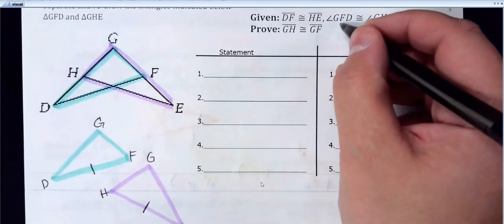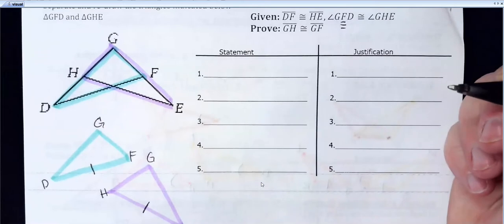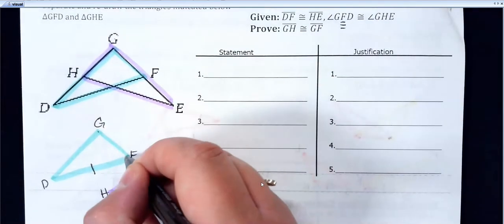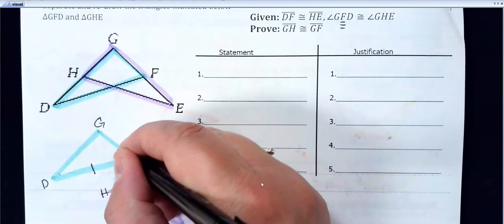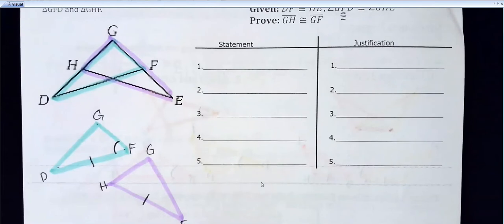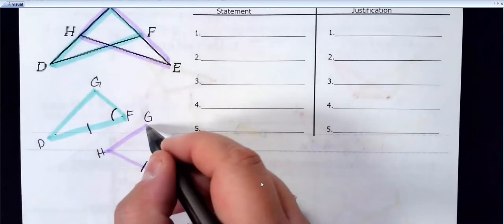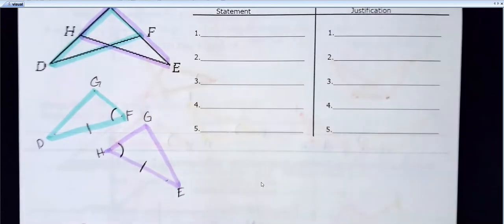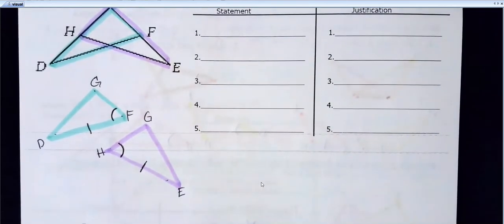But the middle letter should be the vertex. So if I say GFD, F should be where I see my curve for my angle mark. And GHE, so here's G, here's H, here's E. H is the vertex because it's the middle letter, so we're talking about that angle. And then I don't have anything else in the given information. I marked it all up.